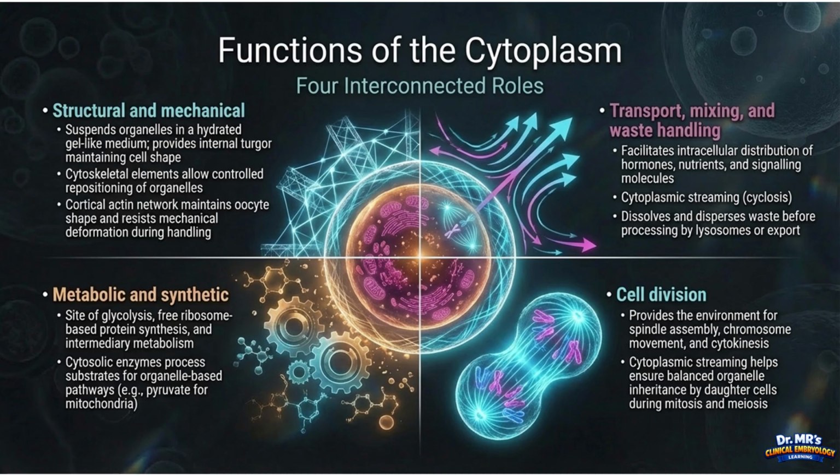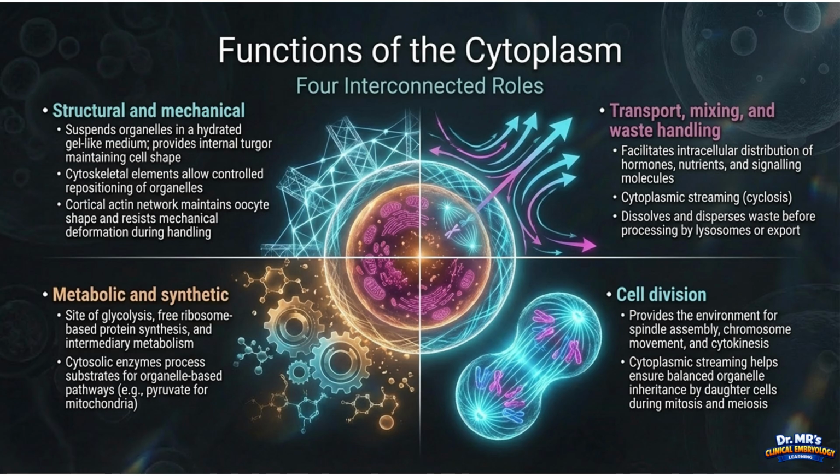The first is structural and mechanical. The cytoplasm suspends organelles in a hydrated, gel-like medium, maintaining the internal architecture of the cell. It provides turgor that keeps the cell from collapsing, and through its cytoskeletal elements, it allows controlled repositioning of organelles in response to developmental signals.